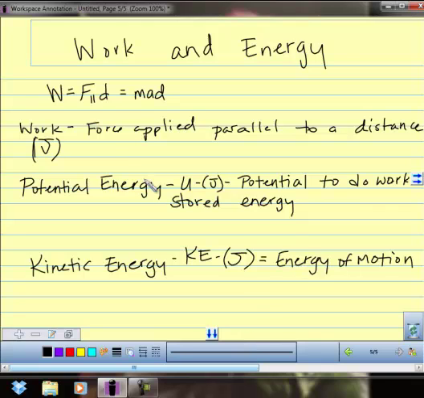So now to the formulas. We know that work makes us mad. Potential energy is mass times gravity times height. And the height is really important because the height is what determines your potential energy. The higher up an object is, the more potential energy that it has. The lower it is, the less it has.